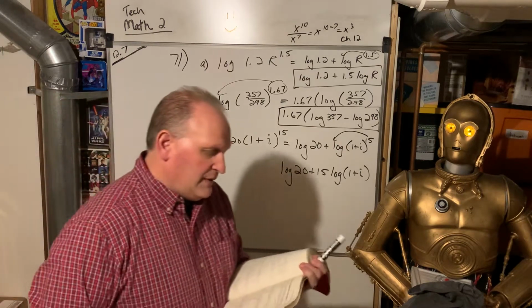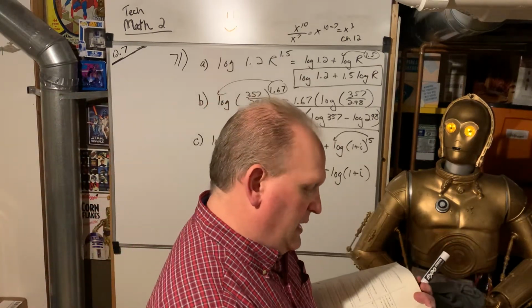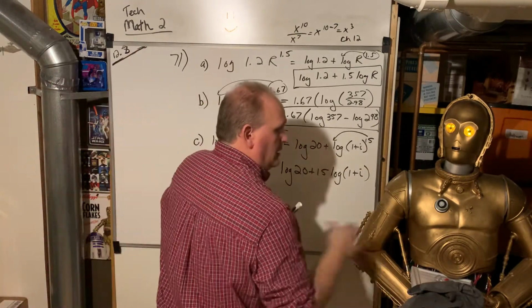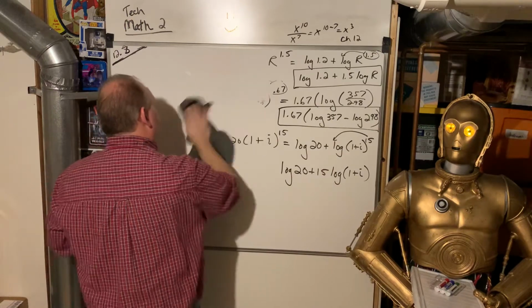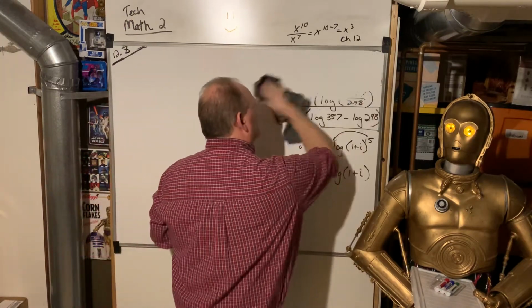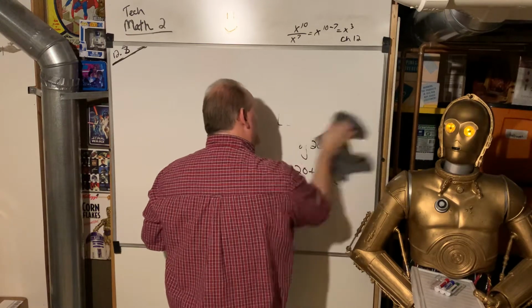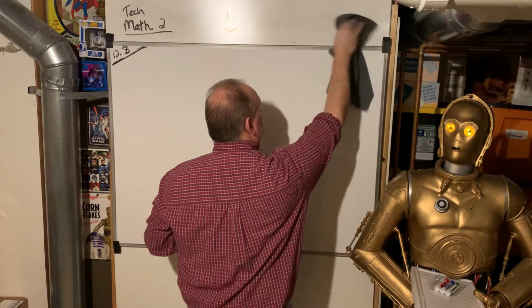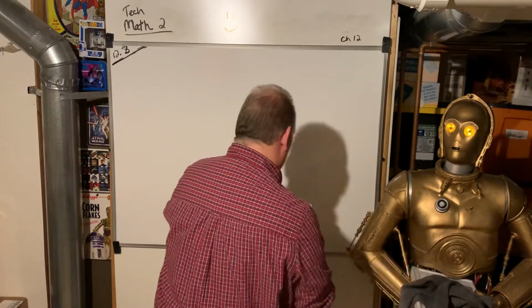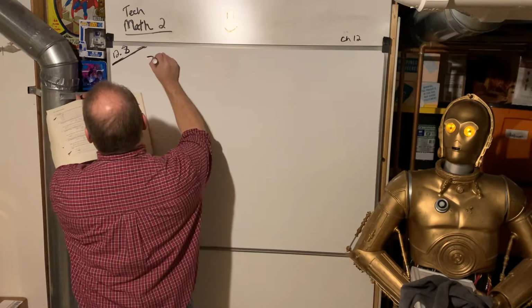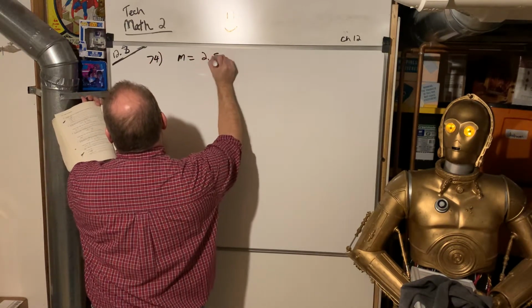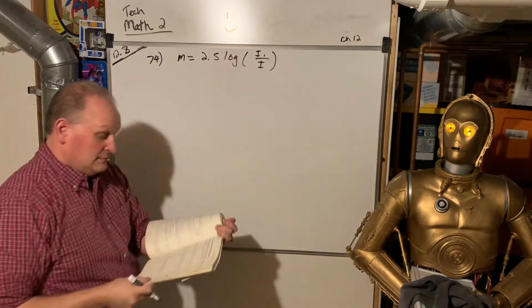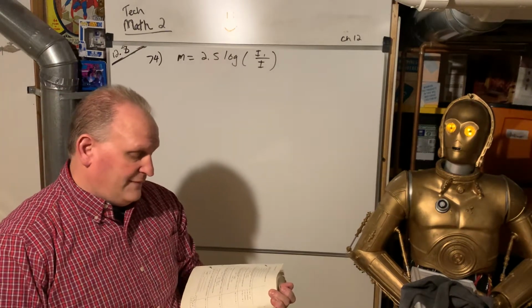Lovely, lovely. Let's do 12.8. Using the laws to rearrange log formulas. Okay. So take a look at 74. We have m equals 2.5 log I sub 1 over I. Solve for I sub 1.